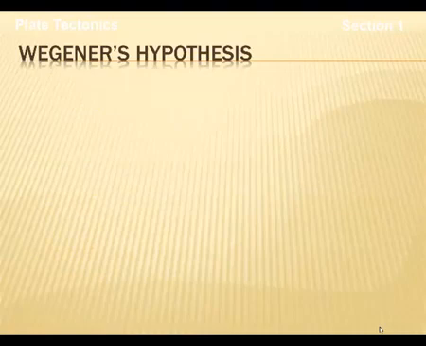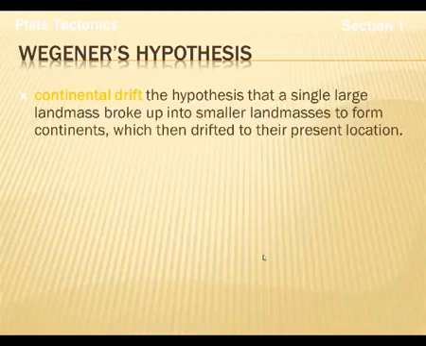Wagner's hypothesis. Continental drift is the hypothesis that at one time in the past there was a single large landmass. We called that single large landmass Pangea. And the theory holds that this landmass broke up into the smaller continents that we see on the planet today and then migrated to the locations that we find them.